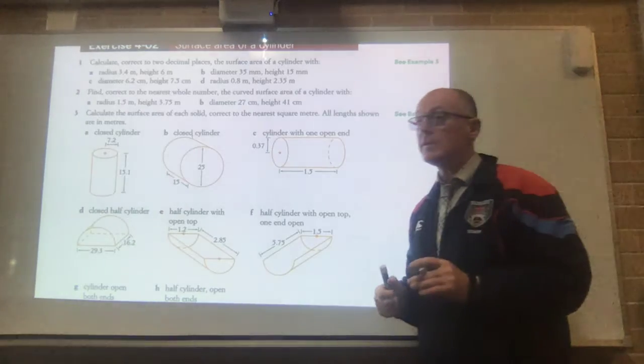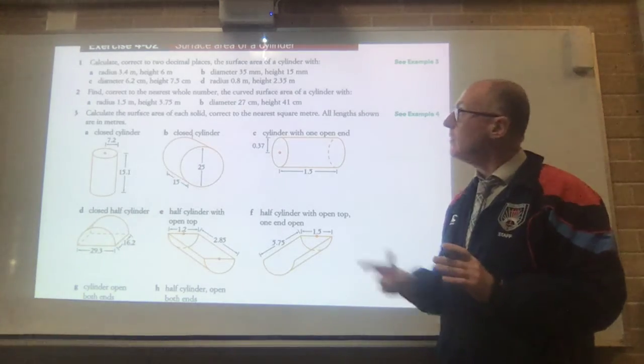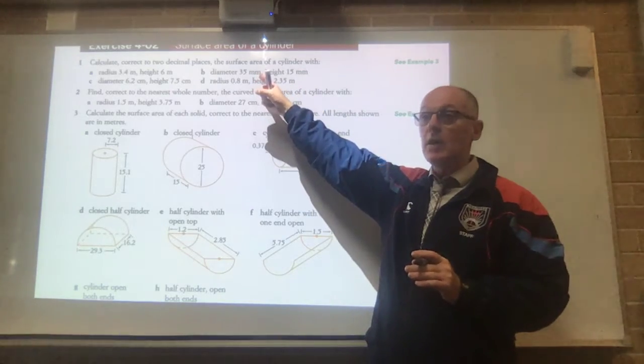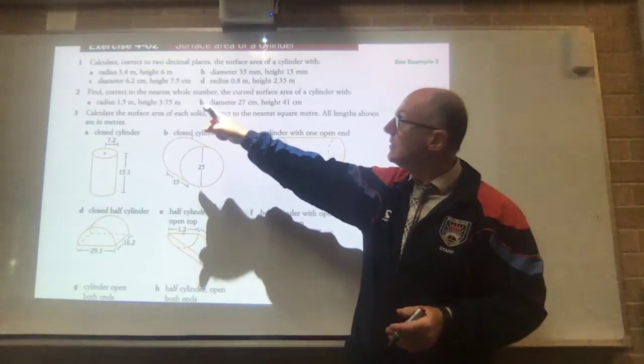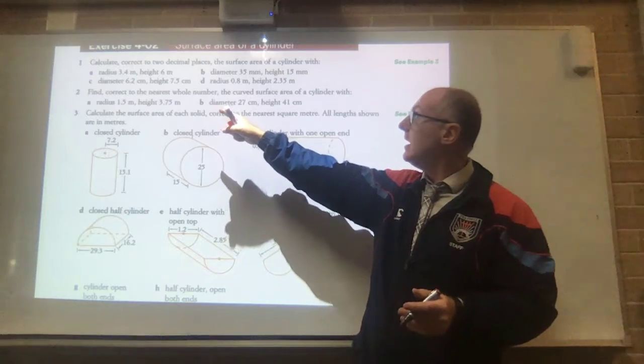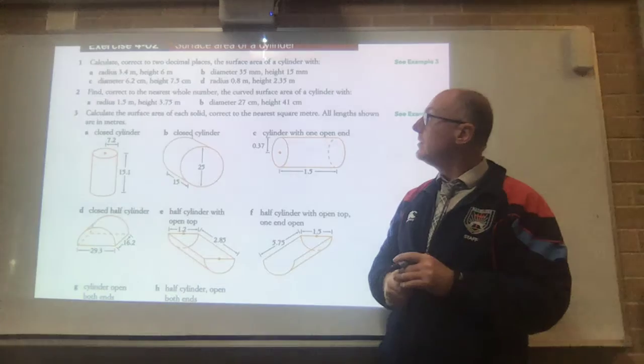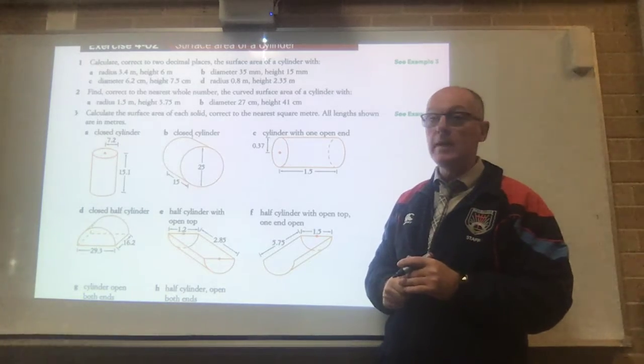When you're doing these questions, make sure you've got the radius. So in question A, you've got the radius. Question B, they gave you the diameter, so you have to halve it. Question C, they gave you the diameter, you have to halve it. In question D, they gave you the radius, so you can leave it. So I'll do question A and B with you.